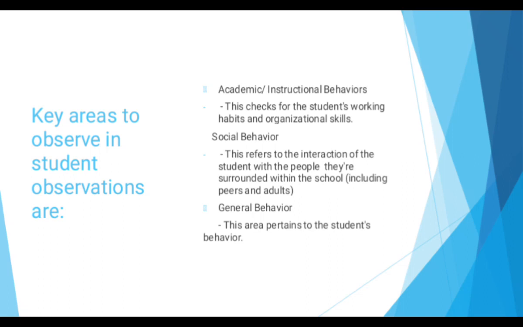The next one is social behavior. Social behavior refers to the interaction of the students with the people they're surrounded with in the school, including the peers and adults. An example for this is, is the student friendly towards other students? And lastly, the general behavior. This area pertains to the student's behavior. For example, does the student engage in disruptive behavior in class?